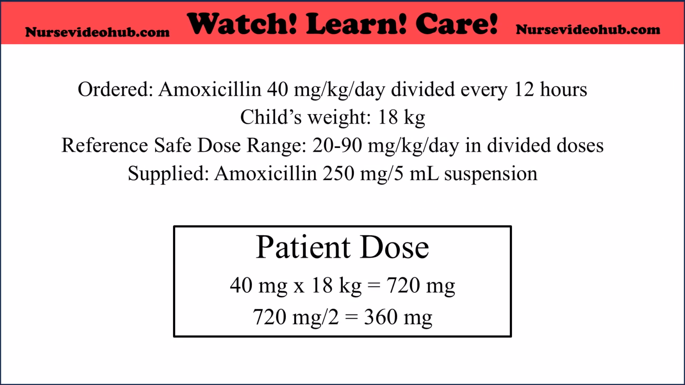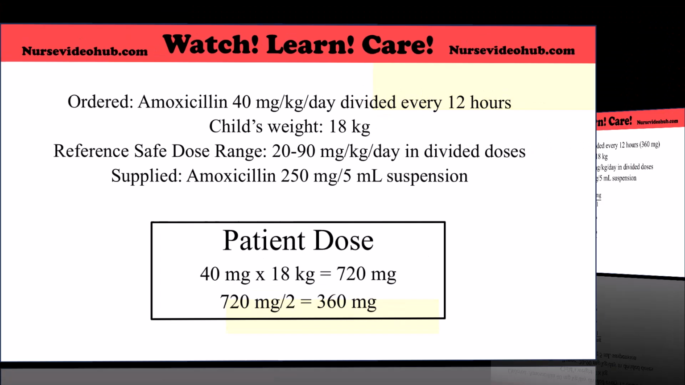This is a weight-based dosage. Calculate the patient dose based on the patient's weight of 18 kilograms. 40 milligrams times 18 kilograms equals 720 milligrams, divided by 2 doses equals 360 milligrams per dose.